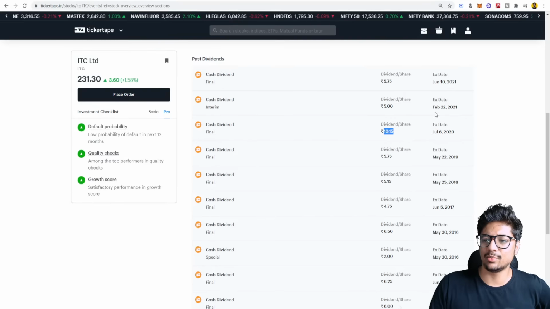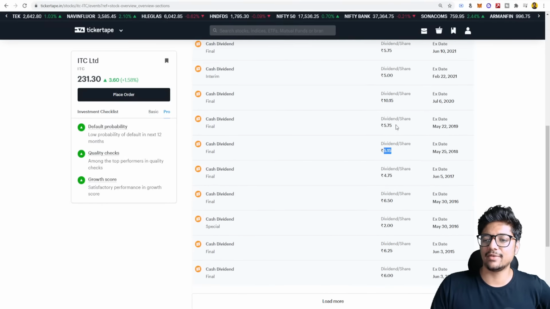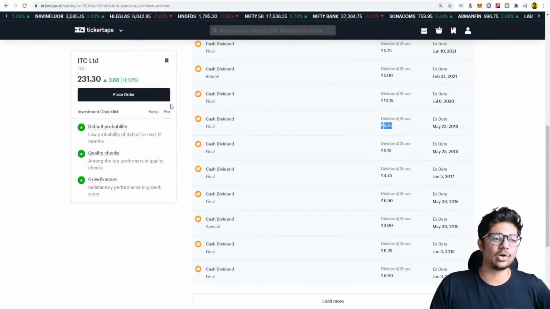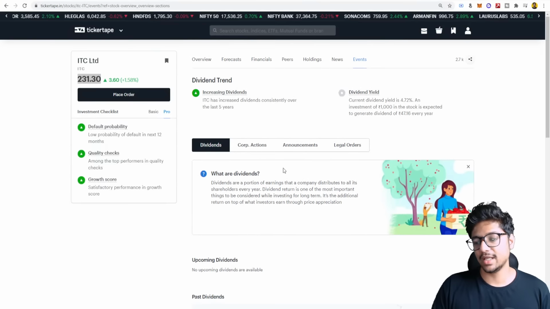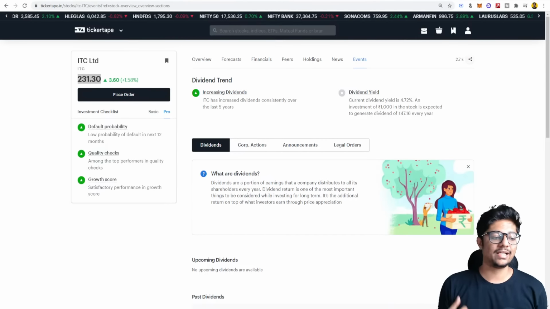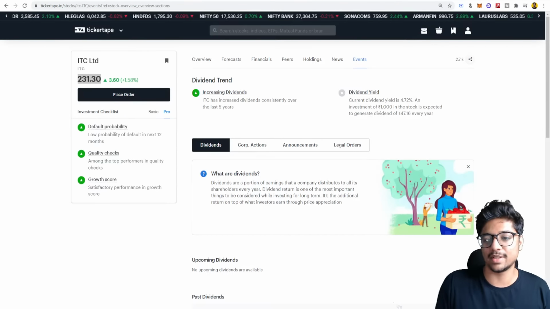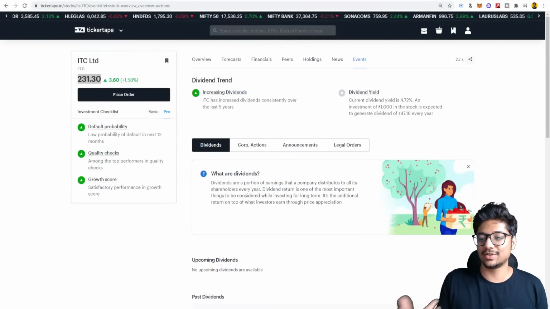2020 they gave 10 rupees, 2021 they've already given 10.75, 2018 they gave 5, 2019 they gave 5 rupees, and this is all 5 rupees on 231 rupees. So that is why ITC, okay, because it does not move too much and it gives amazing dividends, ITC is like the darling of dividend stocks, right? Or darling for dividend companies, or whoever wants dividend investing strategies, these guys love it. So this is basically ITC.